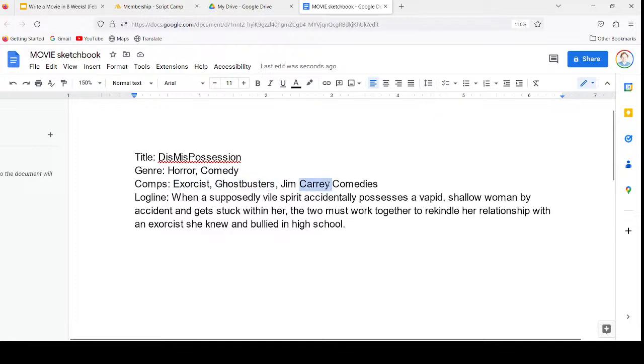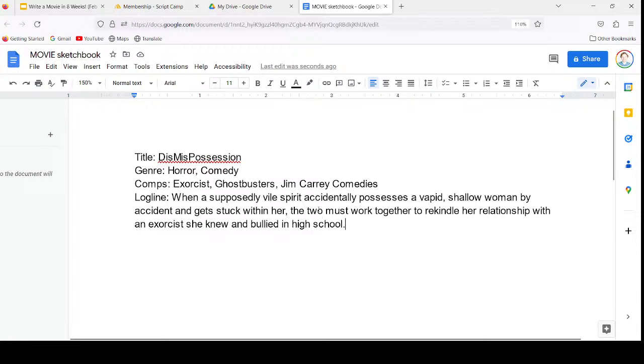Exorcist, Ghostbusters, Jim Carrey comedies. I like that. Let me read it again and make sure I understand. When a supposedly vile spirit, so he's not actually bad, accidentally possesses a vapid, shallow woman and gets stuck within her. Okay, I'm with you so far. The two must work together to rekindle her relationship with an exorcist that she knew and bullied in high school.